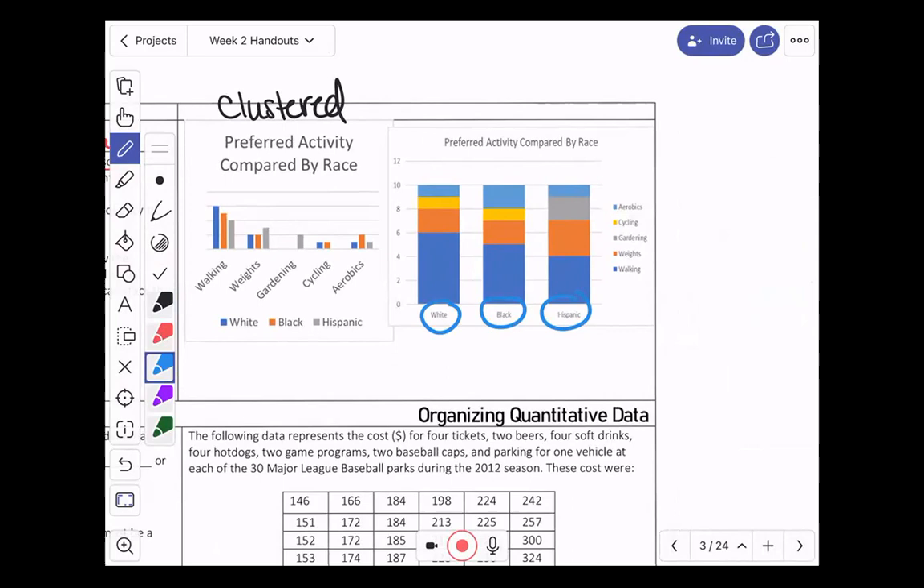But you can also go to the next one and see the next preferred category, which is going to be weights, where Hispanics do more weights than blacks, and it looks like blacks and whites do about the same amount, right? So we're just comparing things like that. And that's all this is doing, comparing, all right?